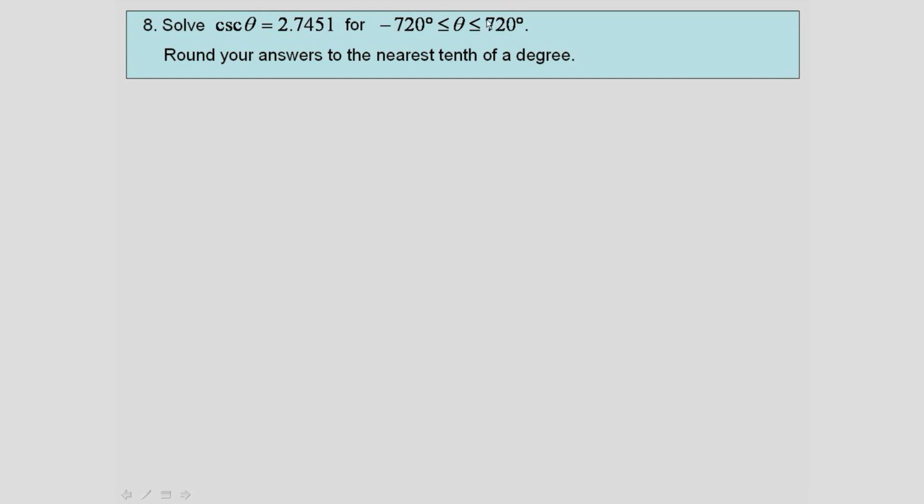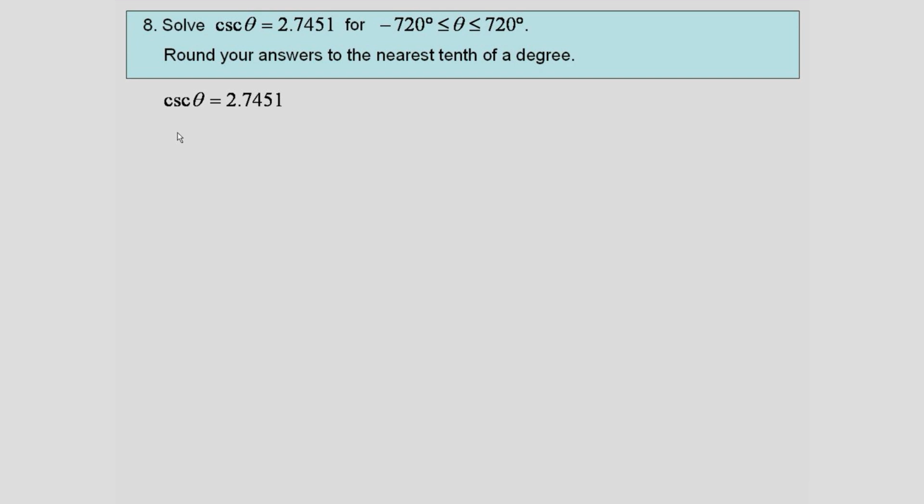Okay, as soon as you see this, folks, get that calculator in degree mode. Put your mind in degree mode too. We've got to start doing everything in degrees. And we're going to round to the nearest tenth of a degree. Okay, cosecant. Cosecant's not the nicest ratio to work with.